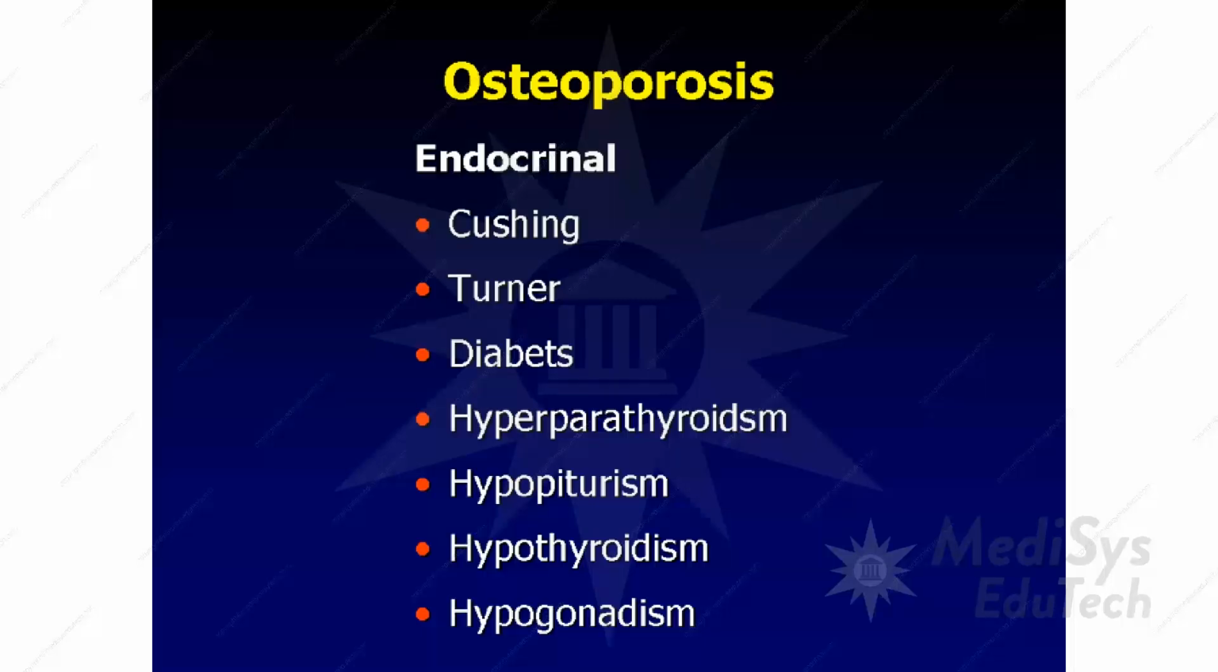Endocrinal causes of osteoporosis: Cushing's, Turner's, and women, diabetes, hyperparathyroidism, hypopituitarism, hypothyroidism, namely cretinism, myxedema, hypogonadism. In all these conditions, you may get generalized osteoporosis.